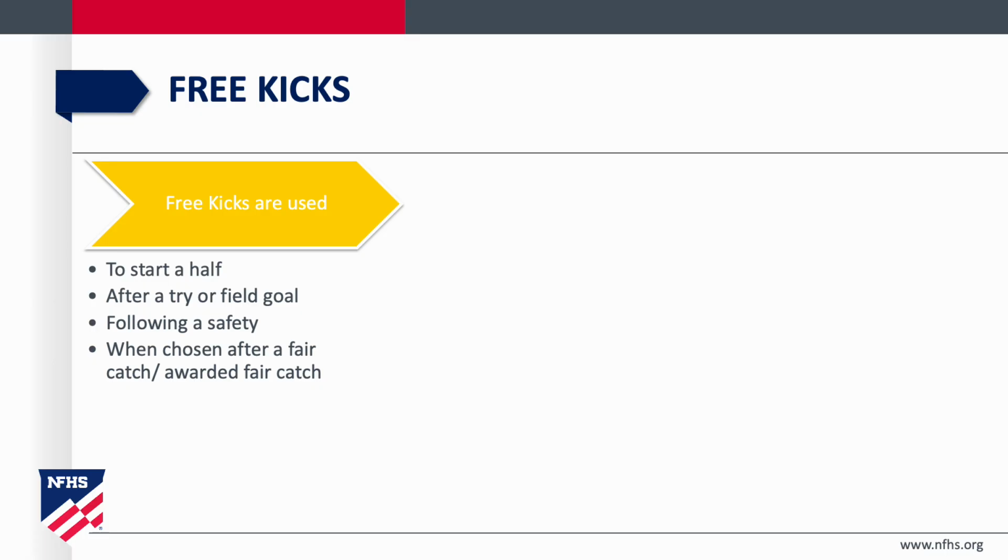One of the rarest uses of the free kick we see is after a fair catch. A team that makes a fair catch can elect to take a free kick for a score. Teams will line up like normal. However, if the ball goes through the goalpost, K will be awarded 3 points.